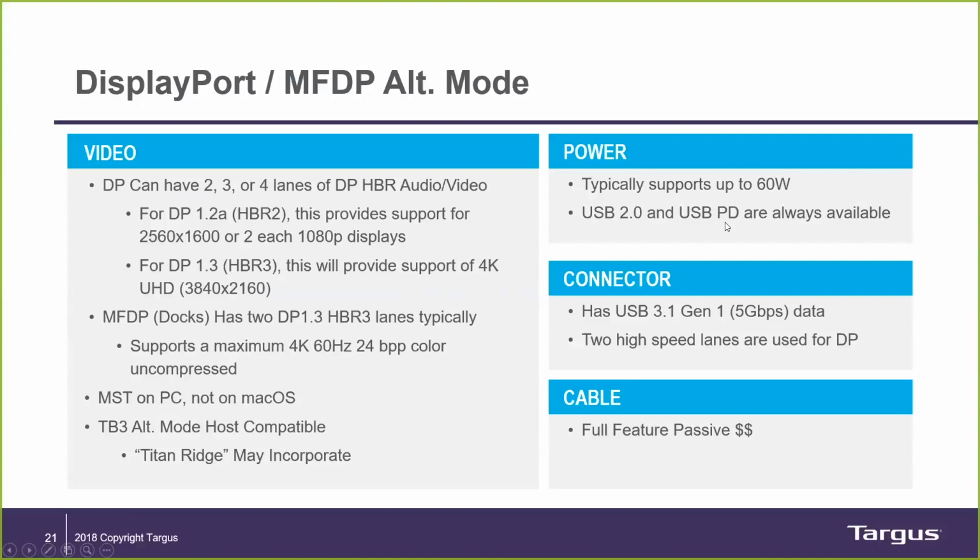USB 2 is always there, and PD is available in alternate mode. Again, it doesn't have to be implemented. Most of them do implement it to 60 watts, mostly PD 2.0 solutions out there. When it's in multifunction mode, it has the USB 3.1 Gen 1 or super speed data, and the other two high-speed lanes are used for the DisplayPort, as we talked about. Cable-wise, you can get away with a full-featured passive cable, which its relative cost to a regular old AB cable is just a little bit more, but it's certainly probably quite a bit less than most Thunderbolt cables you'll see out there. And when I talk about cables, if we get time, I'll go over that in a little bit more detail.